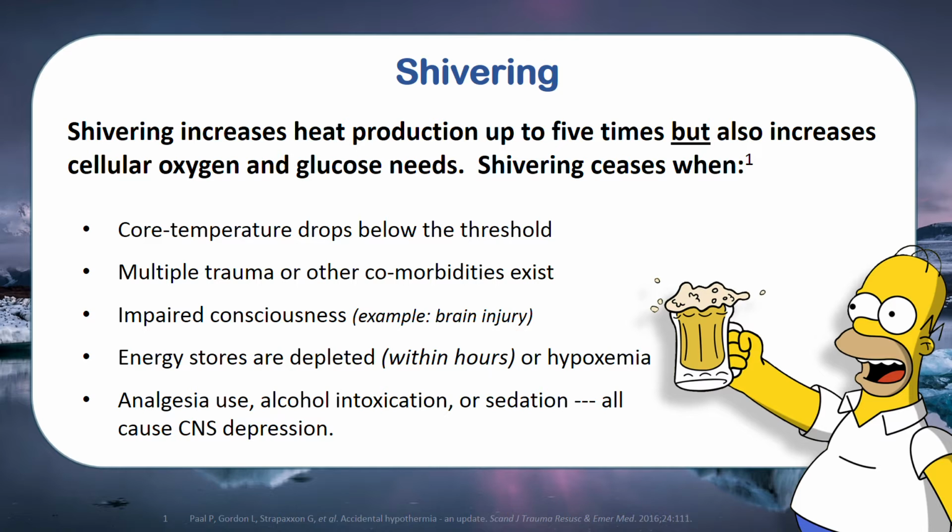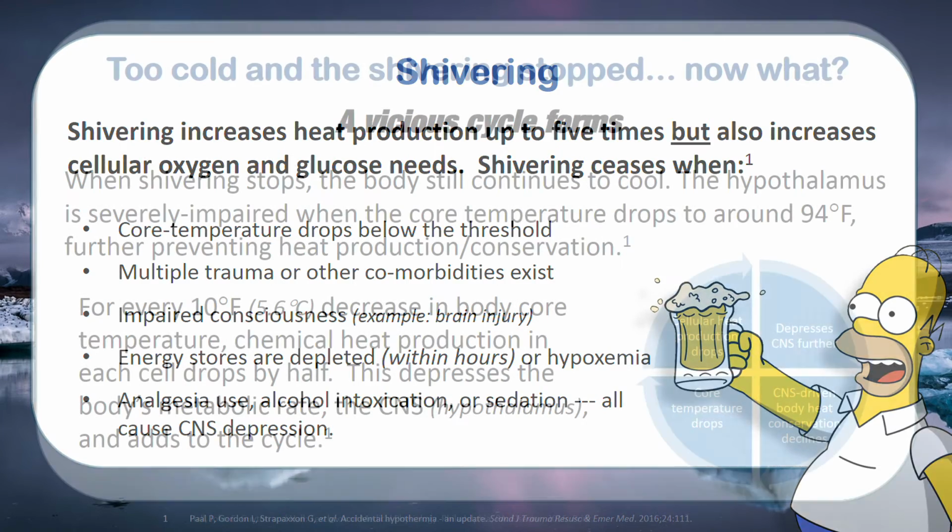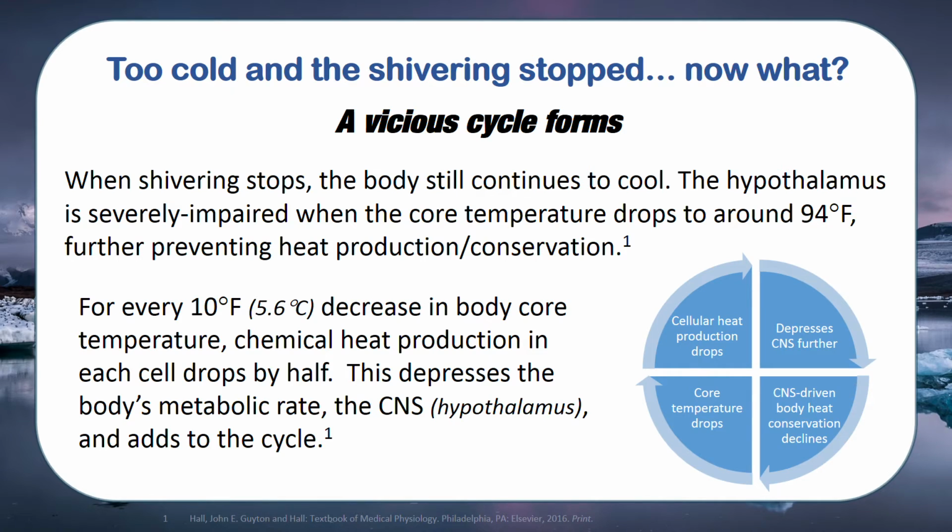Analgesics that people are using at home, very bad problem as we talked about. Alcohol intoxication, sedation. All of these are going to suppress our CNS, so that's going to increase the probability that I'm going to have more trouble with hypothermia in the field. So it's too cold, and once shivering stops, now what?